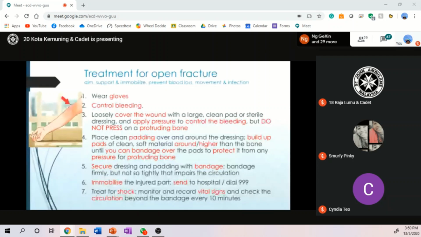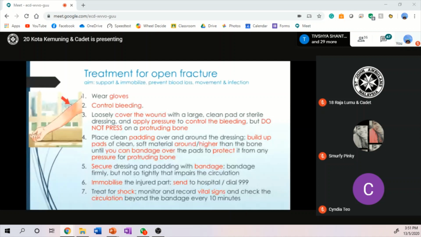Okay. Number 4, clean the padding over and around the dressing. Because when there is an open fracture, they will be bleeding profusely. And then the first layer of the padding you put all over the wound will be full of blood. So you need to keep stacking up.